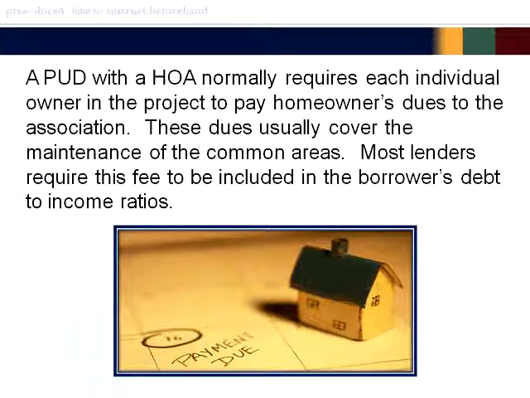A PUD with a homeowners association normally requires each individual owner in the project to pay homeowners dues to the association. These dues usually cover the maintenance of the common areas. Most lenders require this fee to be included in the borrower's debt-to-income ratios.